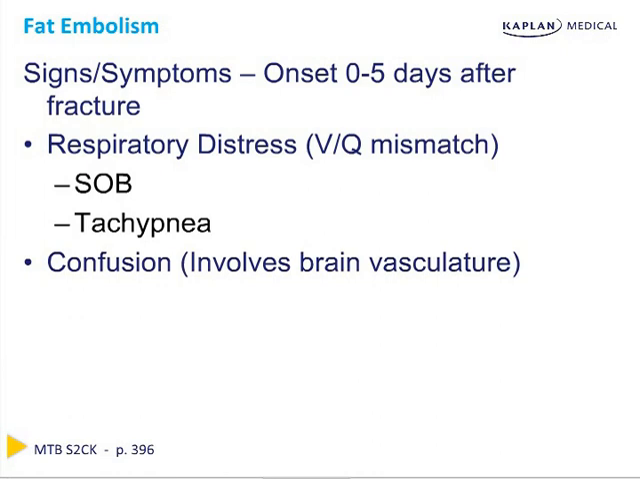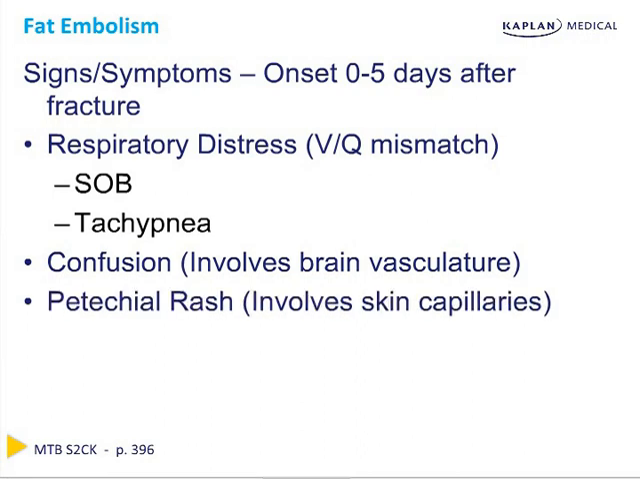Confusion can be secondary to respiratory distress, but can also result from poor perfusion of brain tissue due to scattered fat emboli occluding the brain vasculature. And while confusion and shortness of breath can be nonspecific symptoms due to a variety of causes, the petechial rash is the true key to arriving at the diagnosis of fat embolism syndrome.